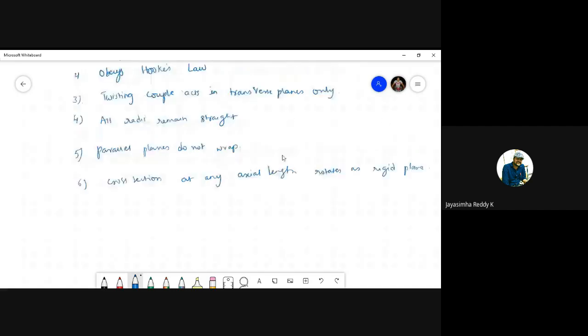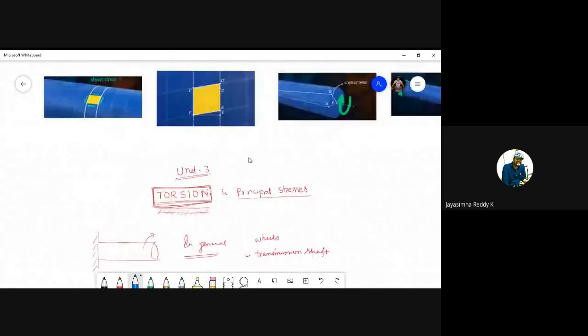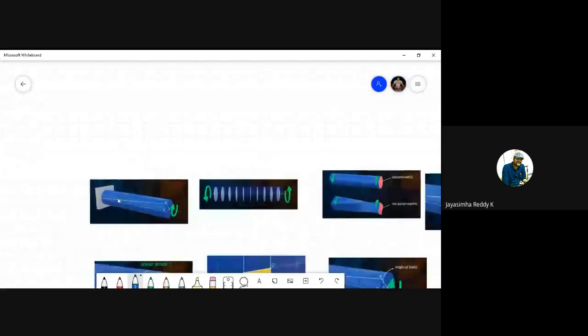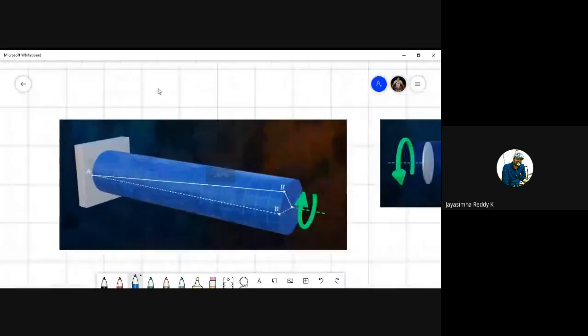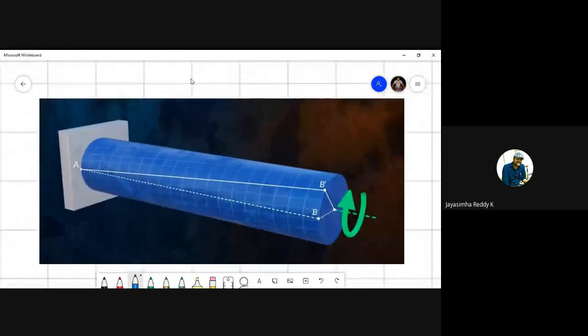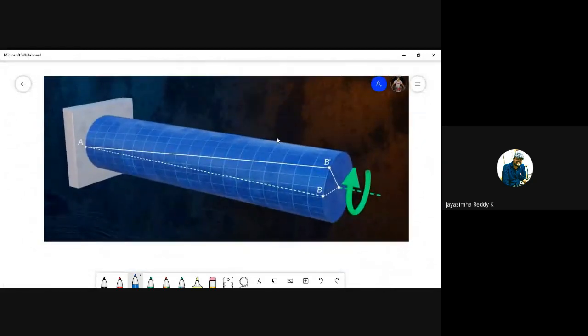Let us quickly see what these assumptions are. I'll show you some figures. Is it visible, students? I hope you are all seeing this. Is it okay, students? Any doubts so far? Is it okay, guys? Yes, sir. Okay.